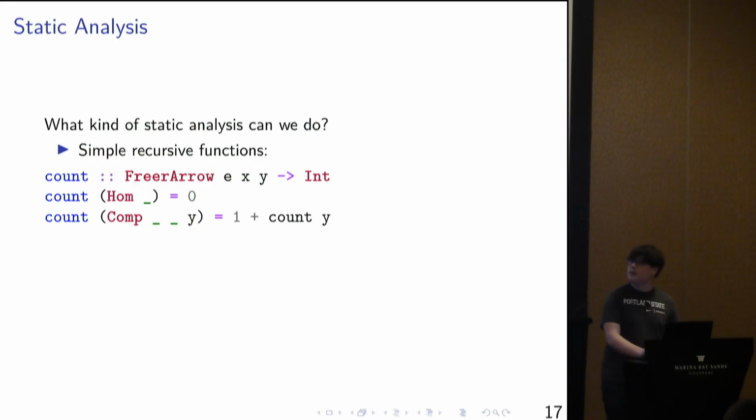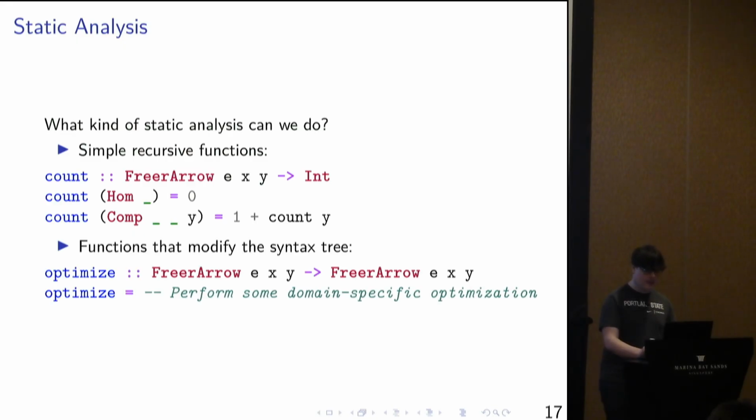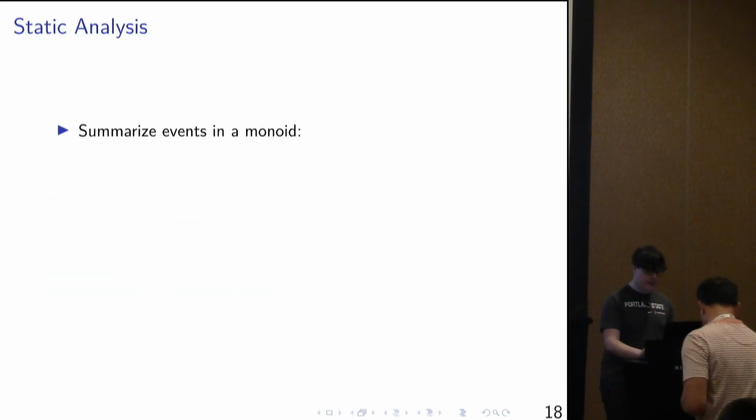This is just representative of the kind of pure functions you can write. We're probably not usually going to want to be just counting events. We could also have functions that modify the computation. So we could have a function that takes a Fourier arrow as an input and outputs another Fourier arrow, maybe with some domain-specific optimizations. We'll talk about that a little bit more later.